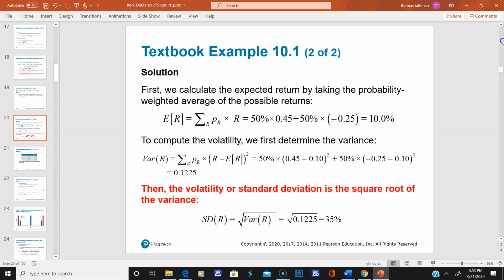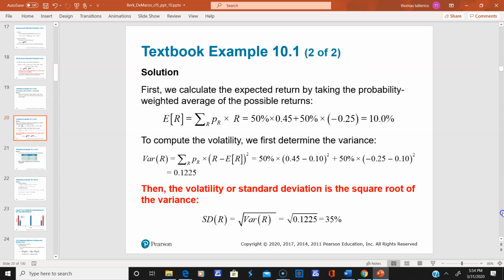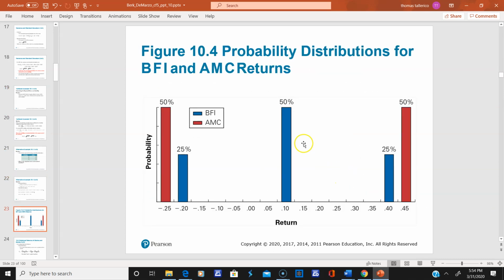Oh, wait, I'm sorry. That's TXU. Hold on. So here's AMC, I believe, right? And it's 10%. So what I'm trying to drive at here is you don't see the red because it's on top of the blue, all right? So underneath here is a 10% expected return for AMC also. So they both have 10% expected returns, even though their distribution looks a little different.